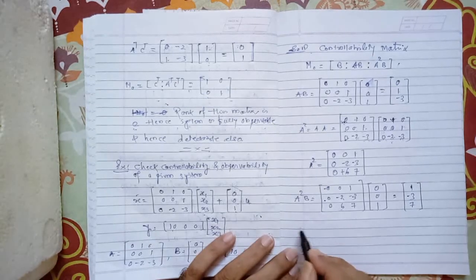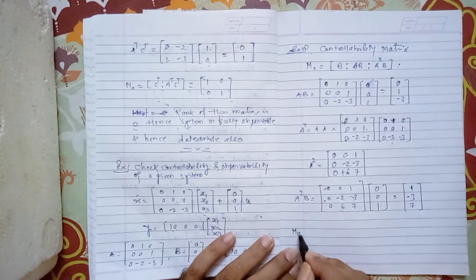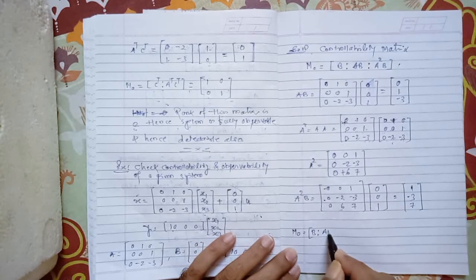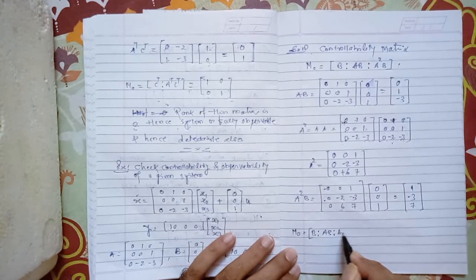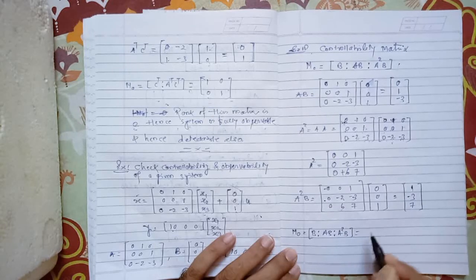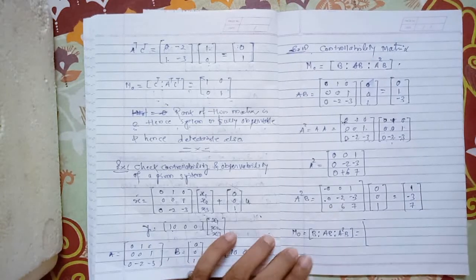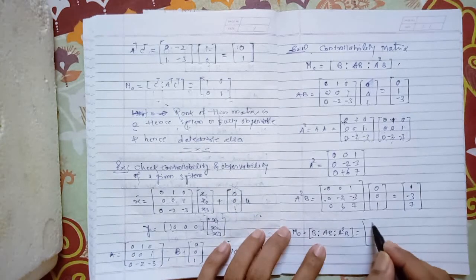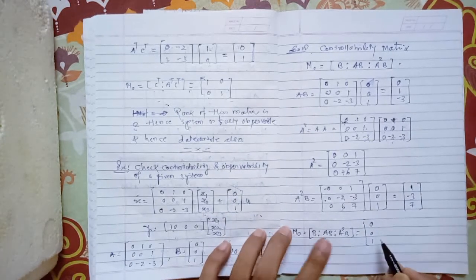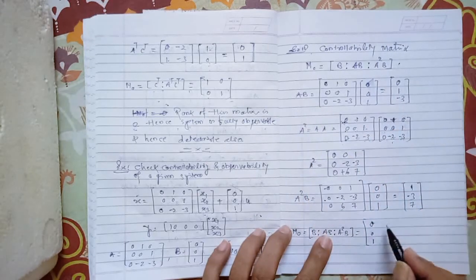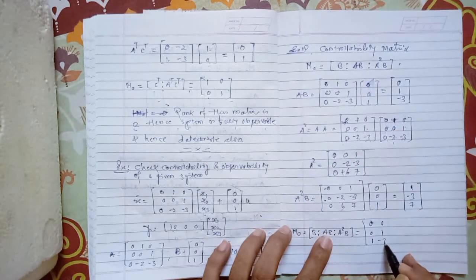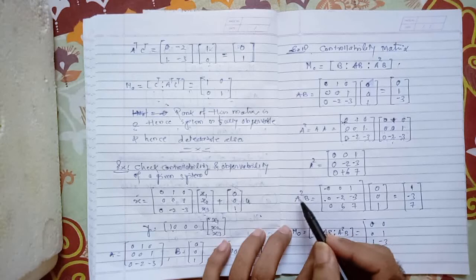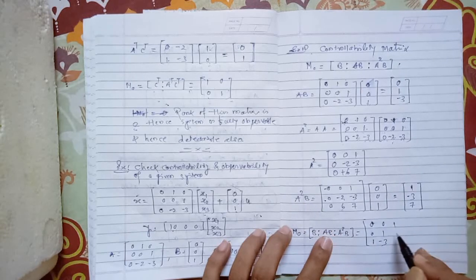Now we will write down M0. M0, it is equals to B dot AB dot A square B. It is equals to B. B is 0 0 1. So 0 0 1. AB is 0 1 minus 3, and A square B is 1 minus 3 and 7.